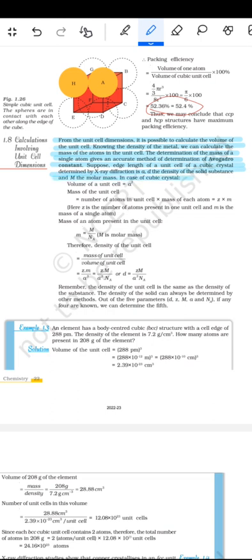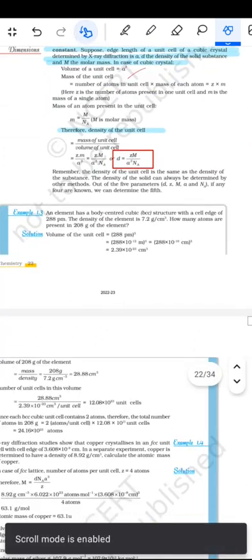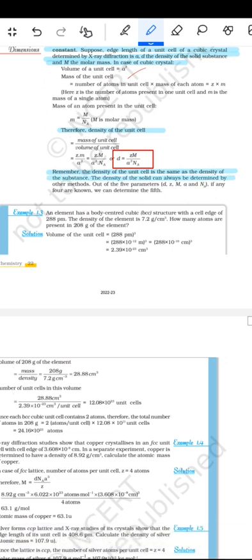In the case of the cubic crystal, volume of the unit cell आता है a³। सही है, तो डेंसिटी ऑफ द यूनिट सेल कितना आ जाएगा, इसका फॉर्मूला हो गया d = ZM / (a³ × N_A)। ठीक है, ये इसका डेंसिटी का फॉर्मूला आता है। तो कहता है कि remember the density of the unit cell is the same as the density of the substance, then the density of the solid can always be determined by the other method. Out of the 5 parameters d, Z, M, a and N_A, if any 4 are known, we can determine the fifth.